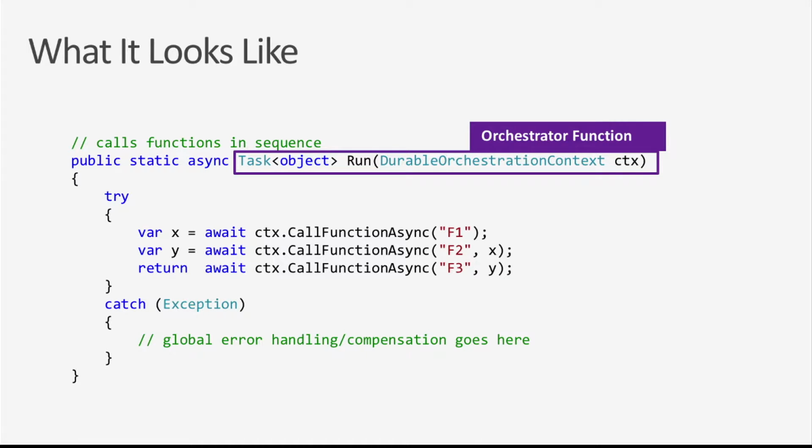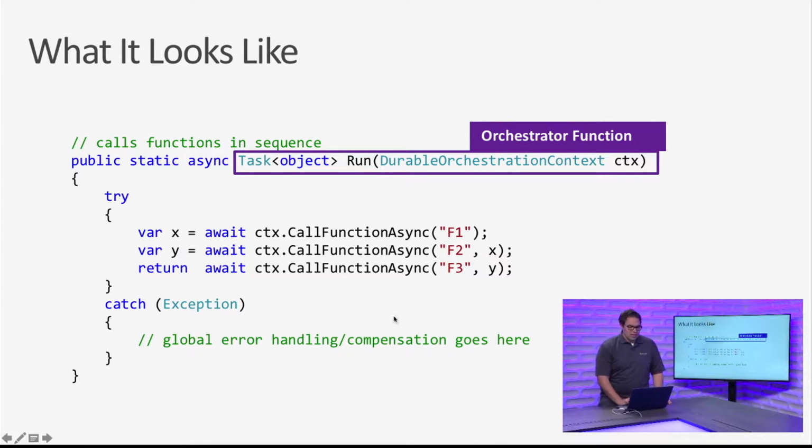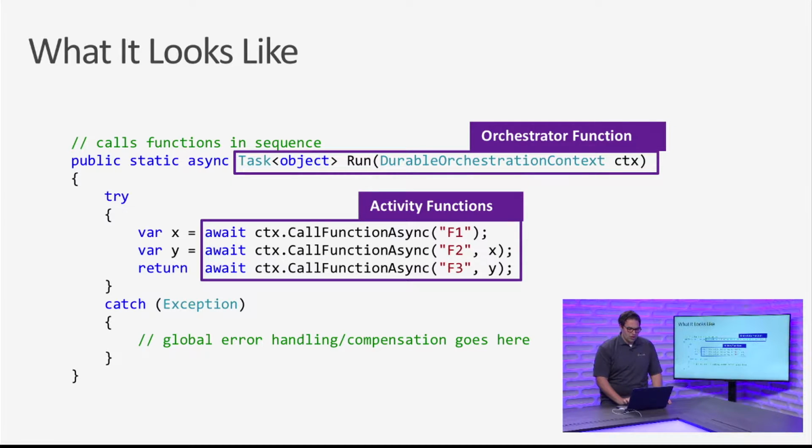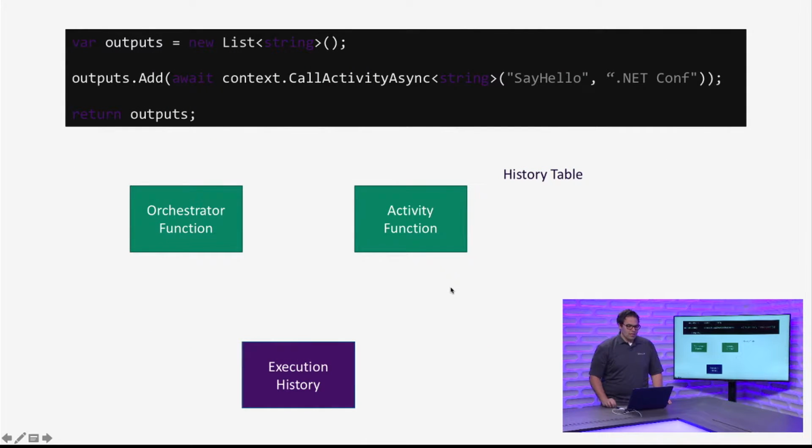The other pieces, mapping it back to the components: this trigger, this is our orchestrator function. It's saying this is a durable orchestration context, which is the type, and it will have the context of the orchestration. I'm going to be calling my three activity functions, and finally returning those back.